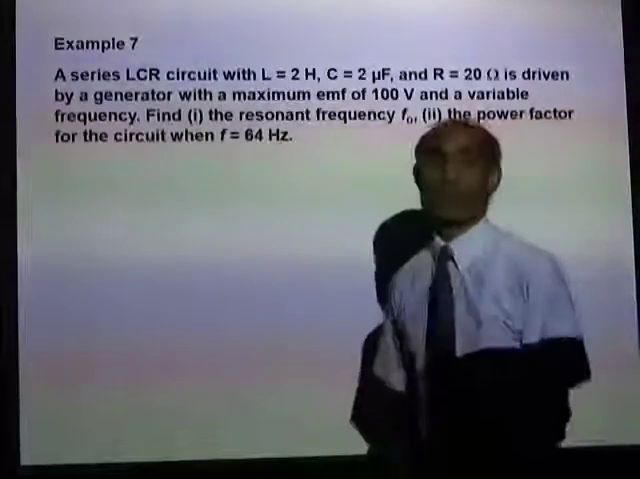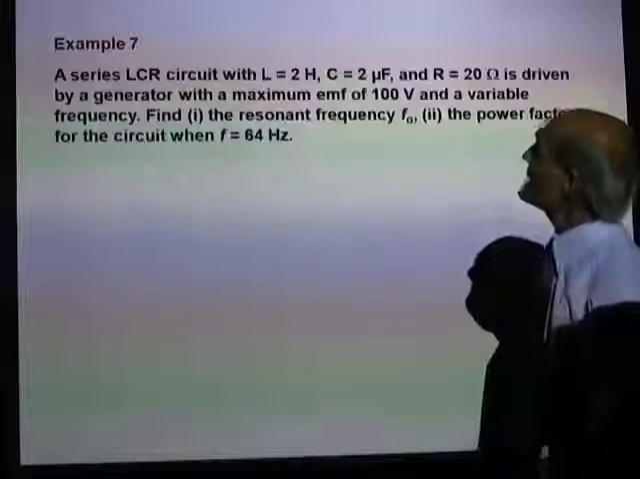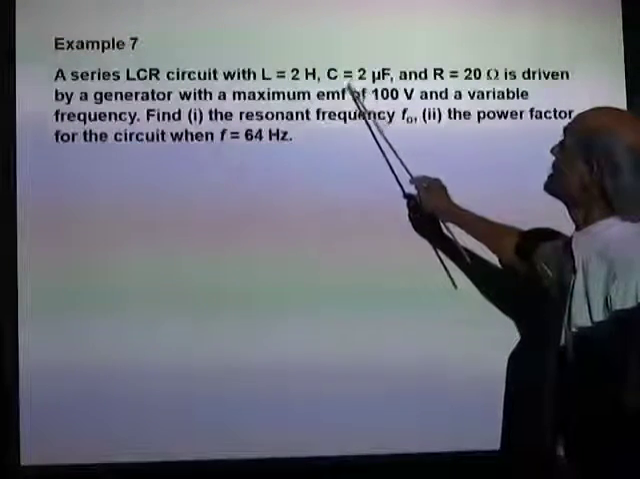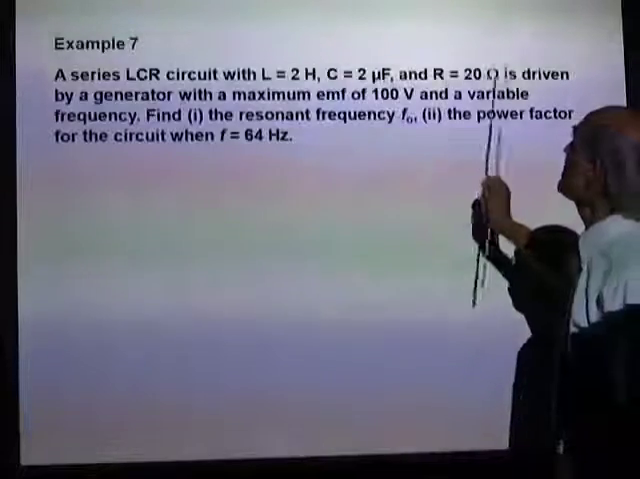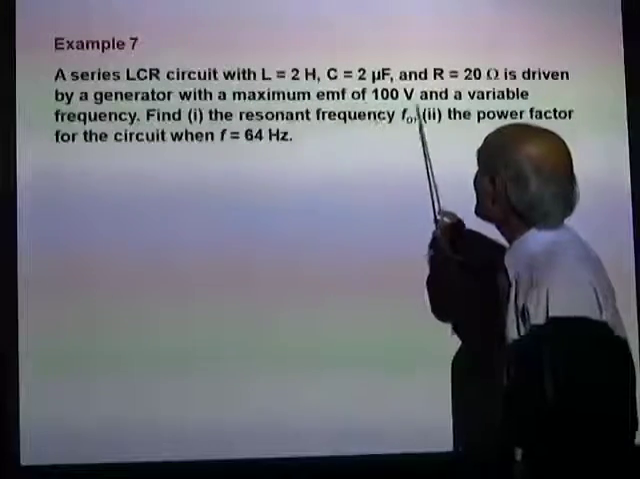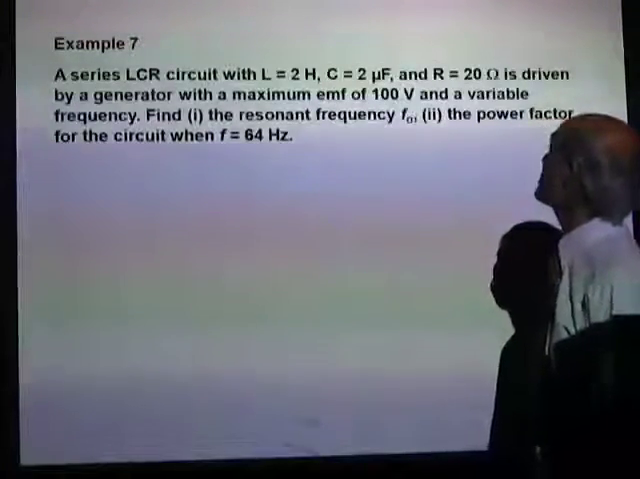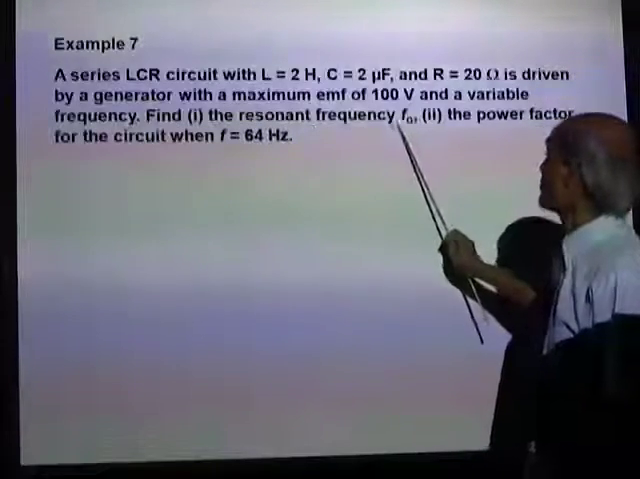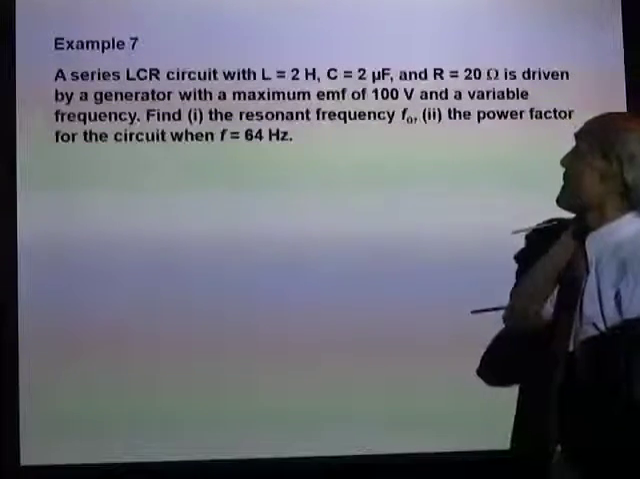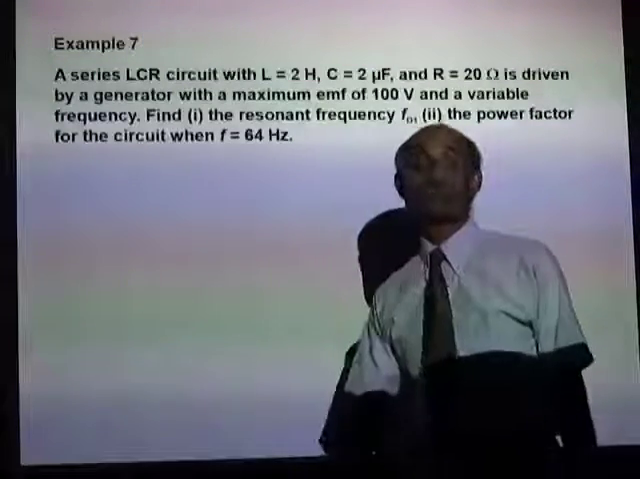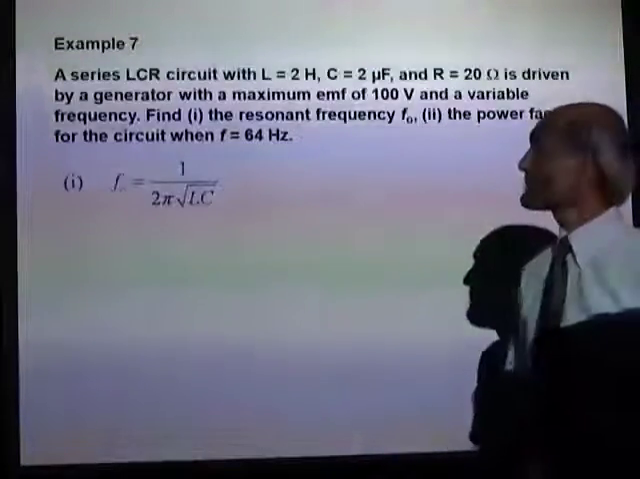Alright, another example. A series LCR circuit with L equal to 2 Henry, C equal to 2 microfarad, and R equal to 20 ohm is driven by a generator with a maximum EMF of 100 volts and a variable frequency. Find the resonant frequency F0, and the power factor for the circuit when F equals 64 Hertz.